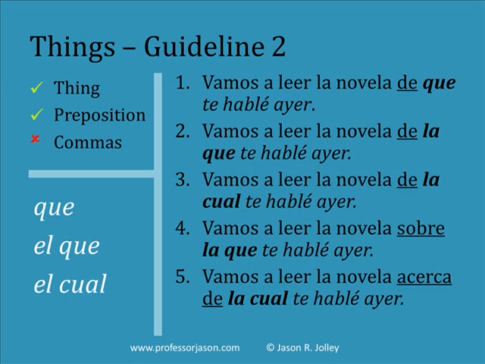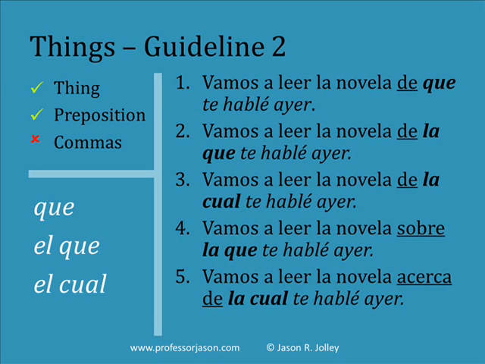Number 1, vamos a leer la novela de que te hablé ayer. So because of the prepositions de, con, or en, I can just use que. Number 2, vamos a leer la novela de la que te hablé ayer. Just maybe a smidge more formal. Instead of de que, de la que te hablé ayer. Vamos a leer la novela de la cual te hablé ayer. Maybe a tiny bit more formal. Vamos a leer la novela sobre la que te hablé ayer. Vamos a leer la novela acerca de la cual te hablé ayer.